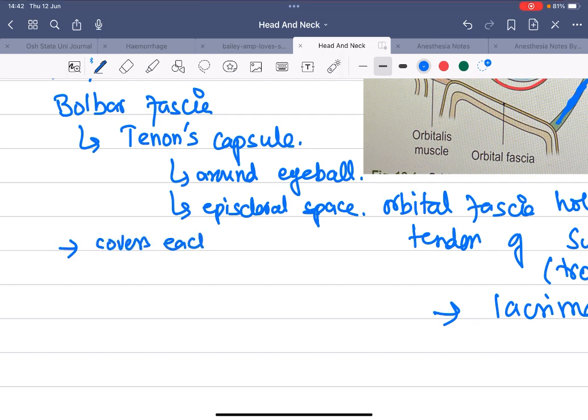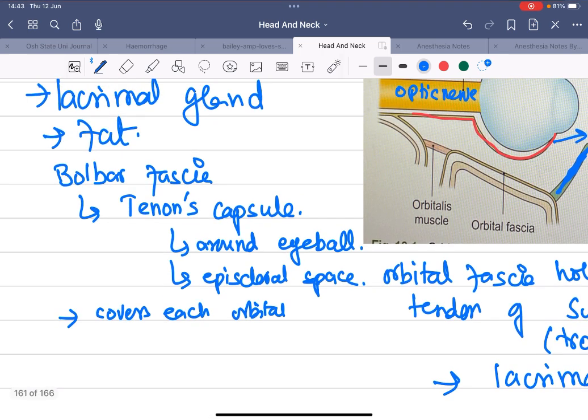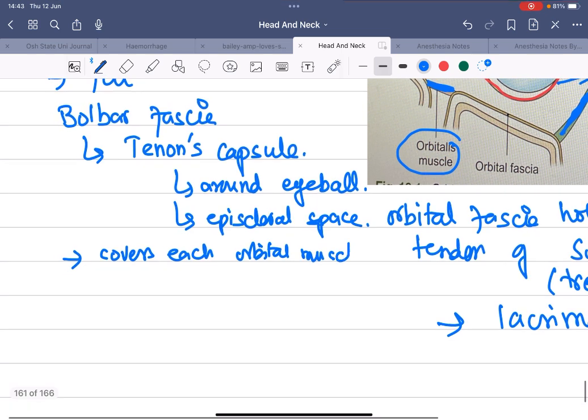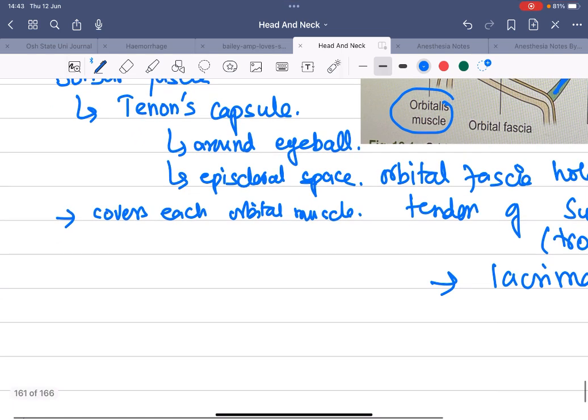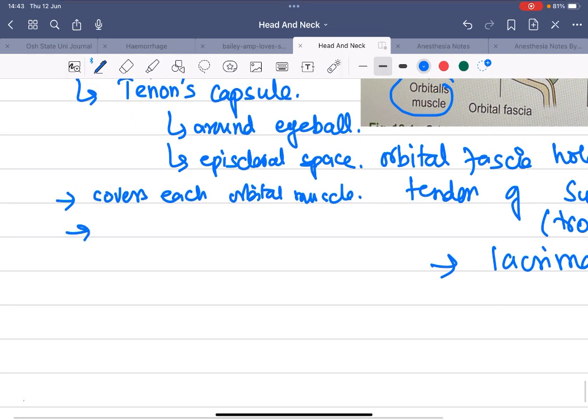Okay, it covers your what? Each orbitalis muscle. This is your orbitalis muscle. Okay, this is the orbitalis muscle. So it is covering the each orbitalis muscles. Next important thing, it is also forming the medial check ligaments.